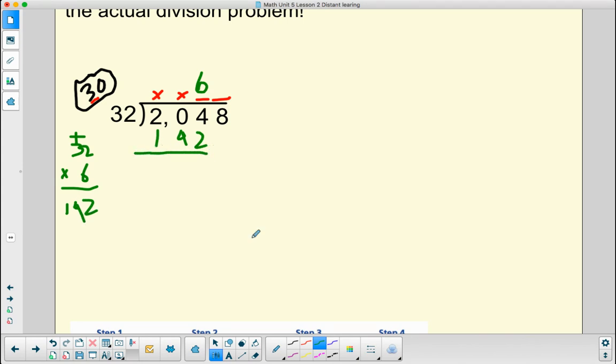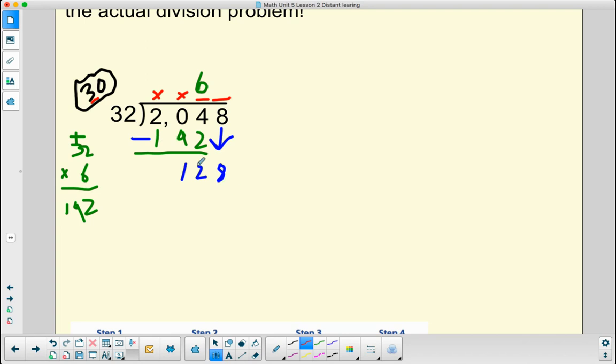Now I'm going to subtract. So I use 6 groups of 32, which is 192. When I subtract, I get 12. 20 subtract 19 is 1 ten. 12 is less than 32, so I was good there. Bring down my 8 to now have 128 ones.